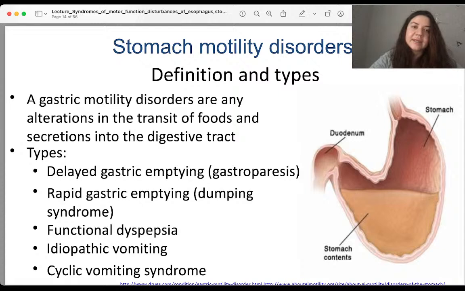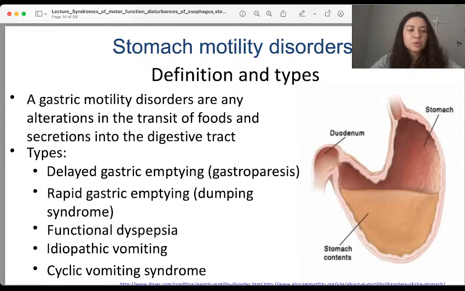Okay, let's start a discussion of stomach motility disorders. Specifically, the stomach can have different types of motility disorders. But before that, let's recall the definition. Gastric motility disorders are any alterations in the transit of food and secretion through the digestive tract. We can classify several types of stomach motility disorders.